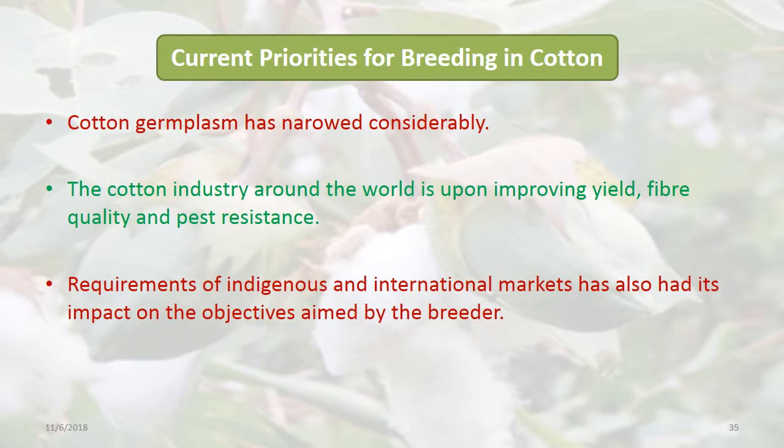Current priorities for breeding in cotton: germplasm has narrowed considerably. The cotton industry around the world is focused upon improving yield, fiber quality, and pest resistance. Requirement of indigenous and international market has also had its impact on the objectives aimed by the breeders.